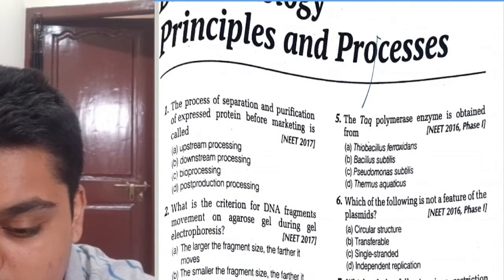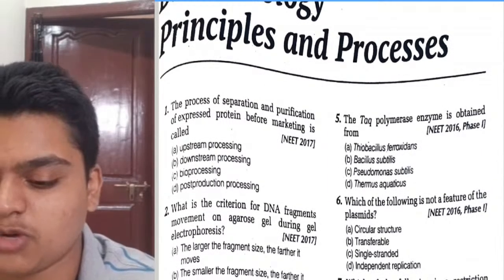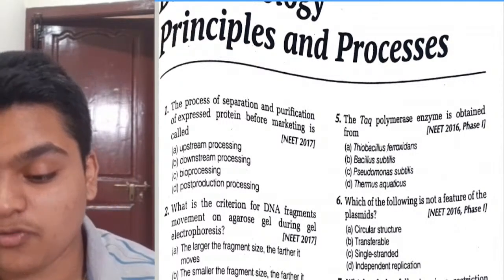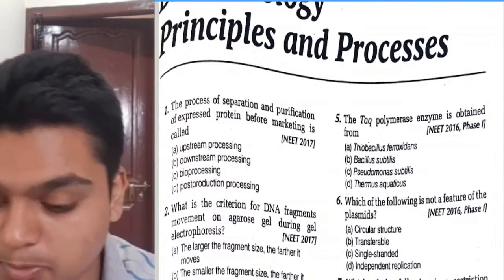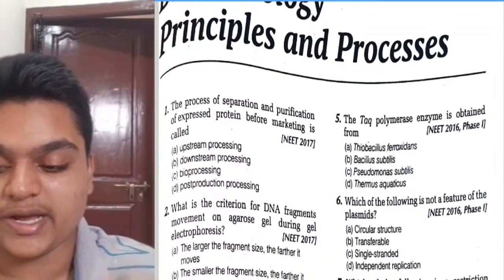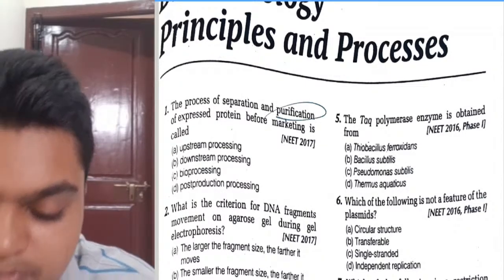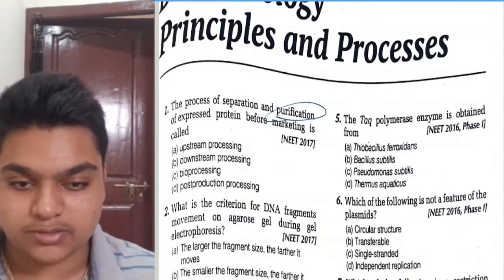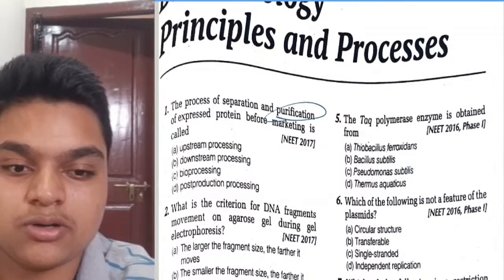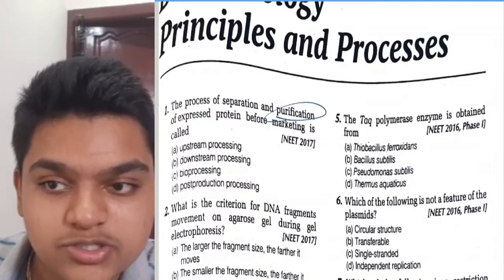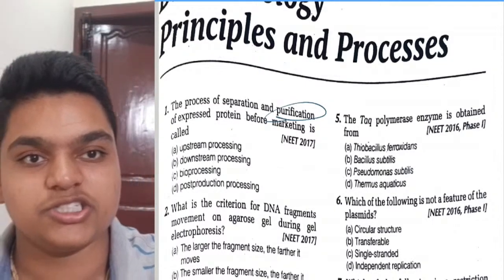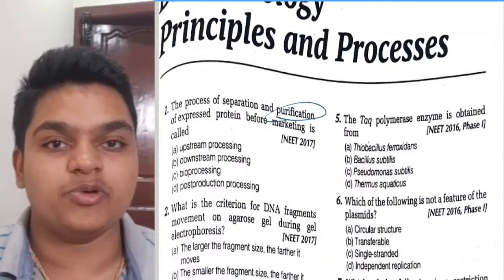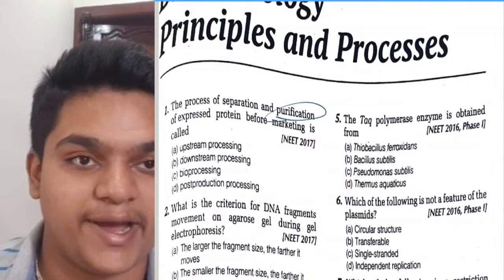With the first question, this has appeared in 2017, and this question says the process of preparation and purification of expressed protein before marketing it is called as. So it is asking just the term which is used for purification of a gene or a protein which has to go into the market. We have produced the gene and everything is completed. We have to launch it into the market, so we have to purify it. We have to remove its side effects and impurities. So now what is that process called as?